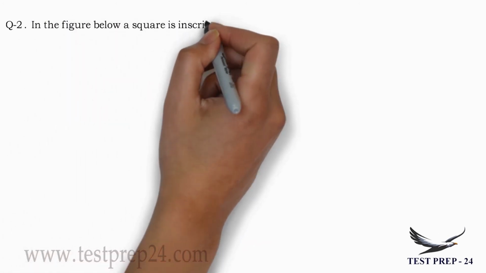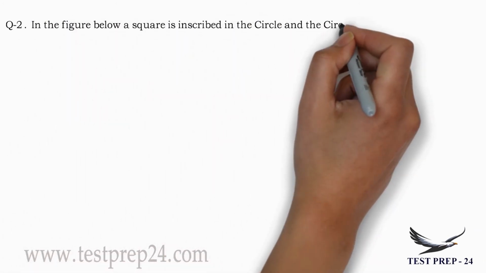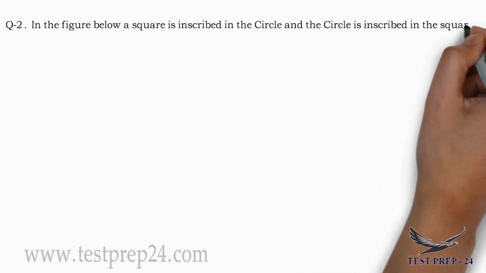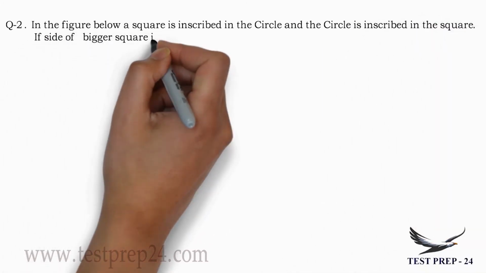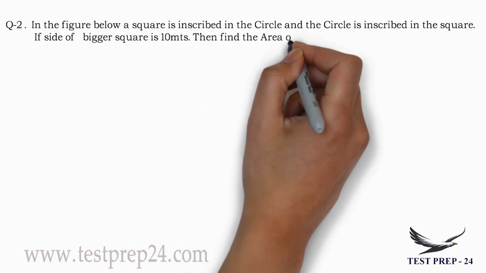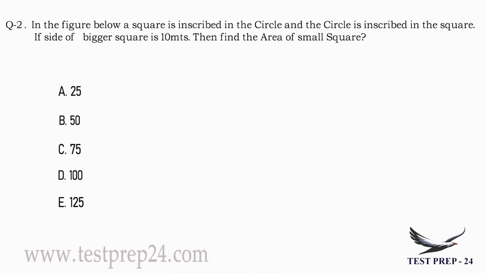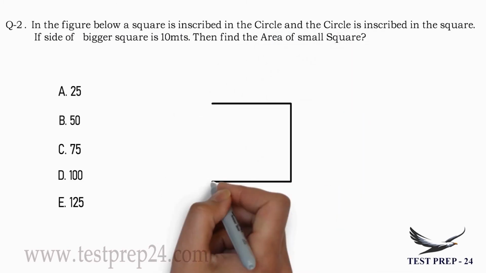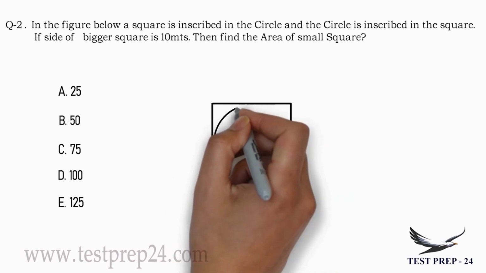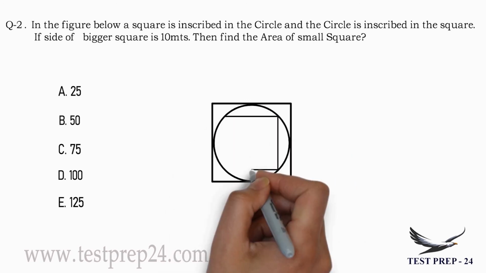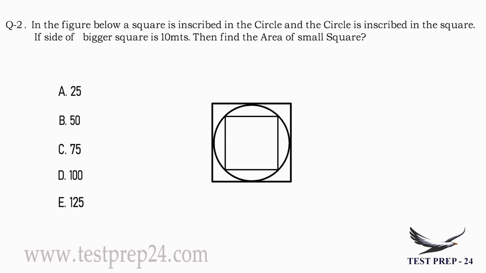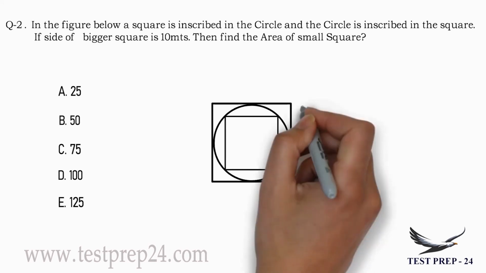Let's have another one. In the figure below, a square is inscribed in the circle and the circle is inscribed in the square. If side of bigger square is 10 meters, then find the area of the small square. So if you look at the figure, there is a big square and inside it a circle is inscribed, and inside the circle a small square is inscribed. And the question asks about the area of the small square.